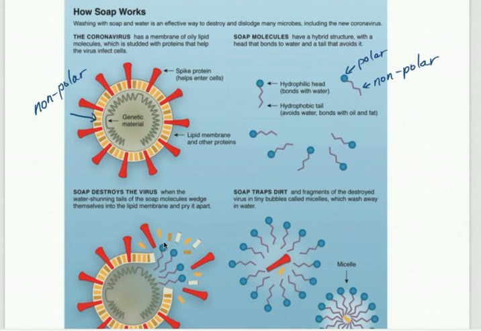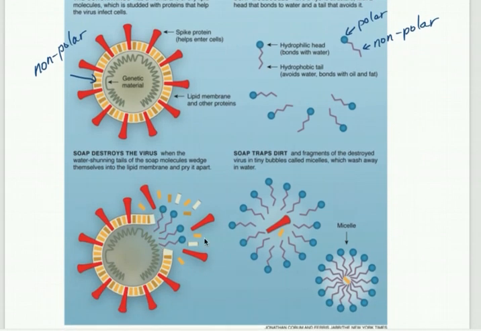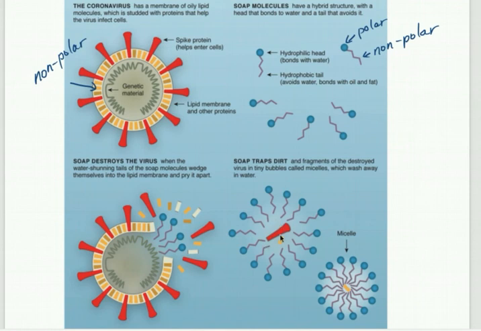So the soap will actually break apart the virus here. It'll rip it apart, and then just like with the dirt above, once it's broken apart, the other soap particles, the anions, will come around and surround it like this. And then you're washing your hands. It'll make a micelle, and then you're washing it away down the drain.